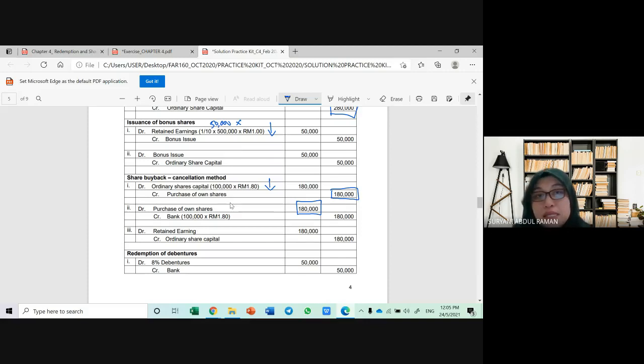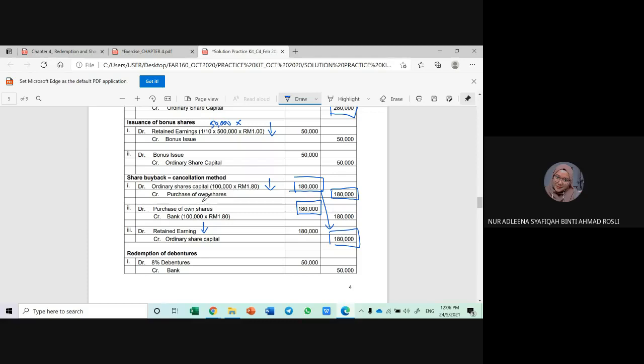Okay, then the next step, don't forget, according to section 127 subsection 13, the company needs to back up the amount of shares cancelled by taking the same amount from the retained profit or the retained earnings account. So you will take the same amount, 180,000, which has been cancelled, and you will transfer to the ordinary share capital. So here you have replaced the amount by taking from the retained profit. Okay, class.